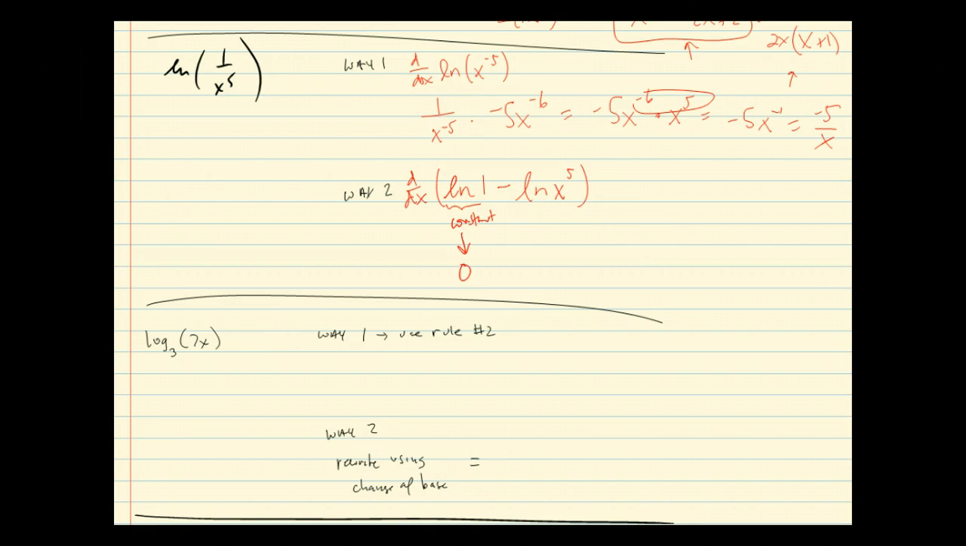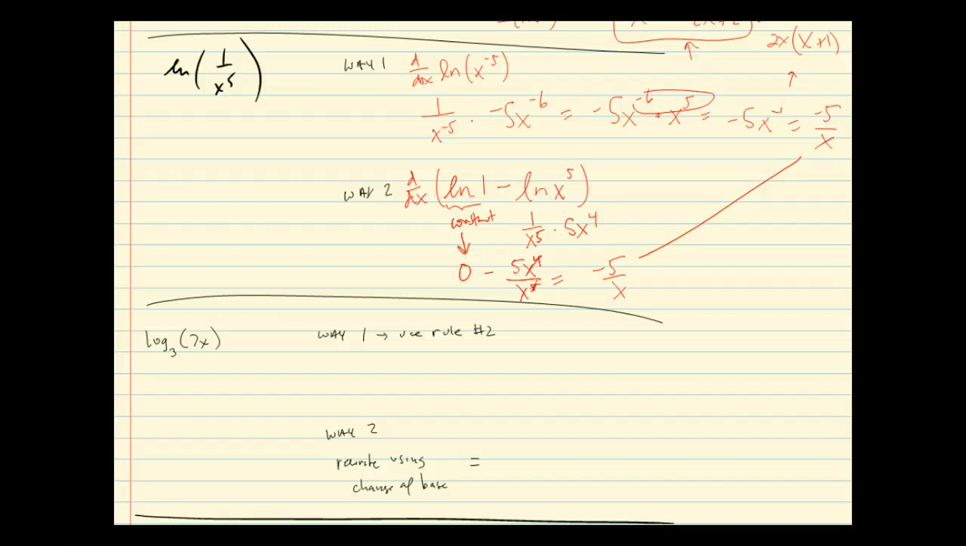So then we have minus, need to find the derivative of natural log of x to the 5th, so that would be 1 over x to the 5th times the derivative of x to the 5th, which is 5x to the 4th. So you're going to get 5x to the 4th over x to the 5th, and then that's going to simplify down to negative 5 over x. Haha, same answer both ways. Pretty fancy.